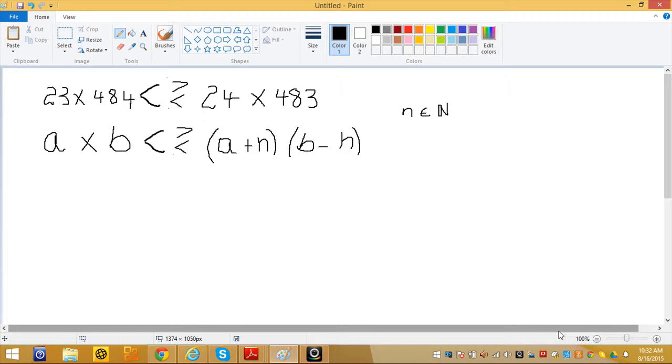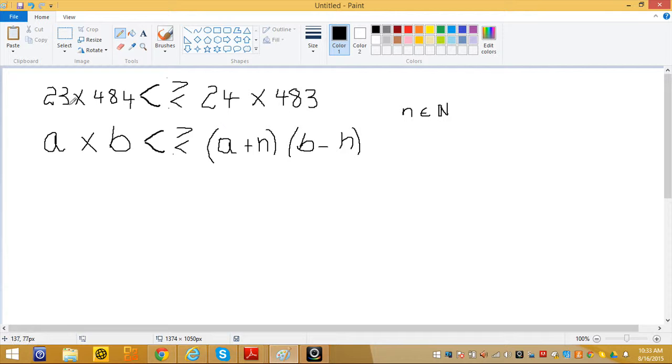Okay, guys, sometimes you have to make a comparison quickly between two multiplications in the GRE test and other standard tests too, like the ACT. They ask you to quickly compare two multiplications. For example, you add a number and subtract the same number from each term, like this one.